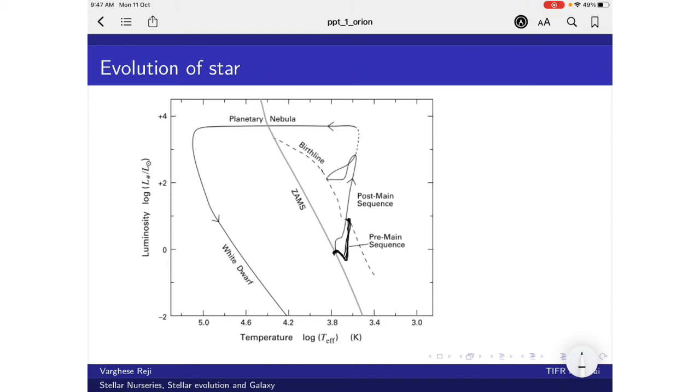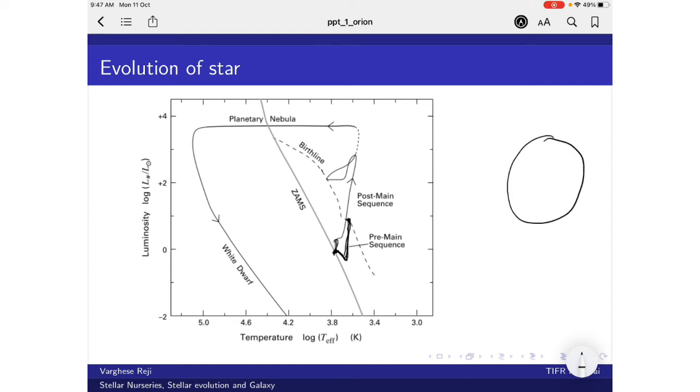Then if the hydrogen fusion is almost complete, that means the fuel is almost complete, then it moves to this region, that means without further change in the effective temperature, it starts expanding, because the radiation pressure is there, and it's... I shall draw the picture.